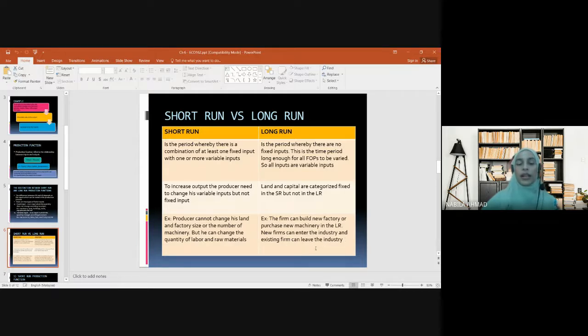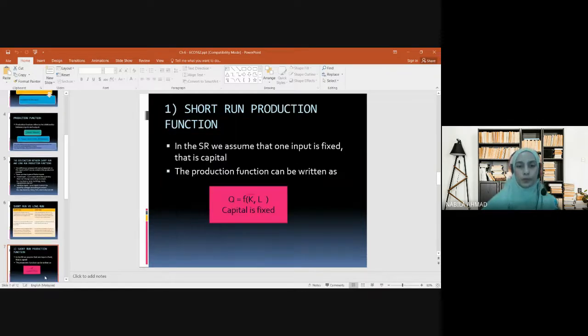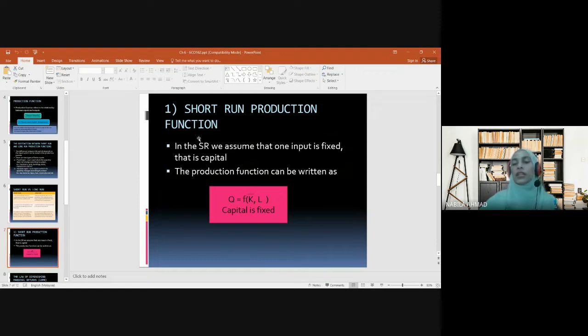Okay, boleh tak bezakan short run dan long run? So kalau short run, ada variable and fixed input. Dalam long run, all inputs are variable. Okay. Now, kita nak fokus on the short run production function. Okay. So apakah yang berlaku dalam short run production?